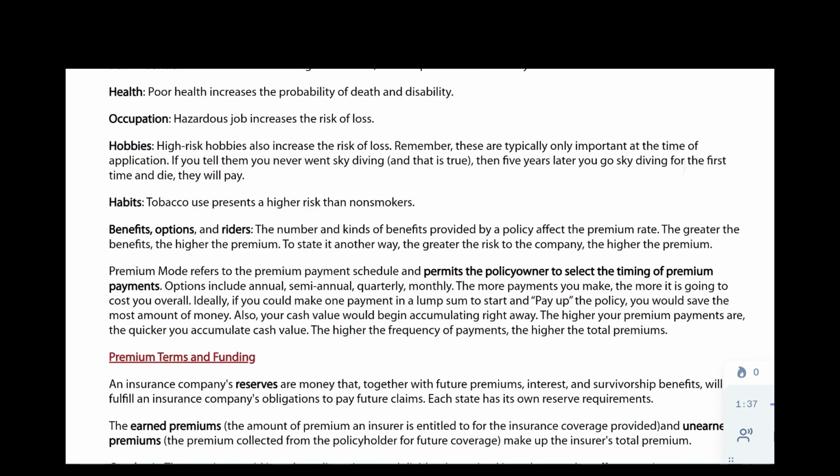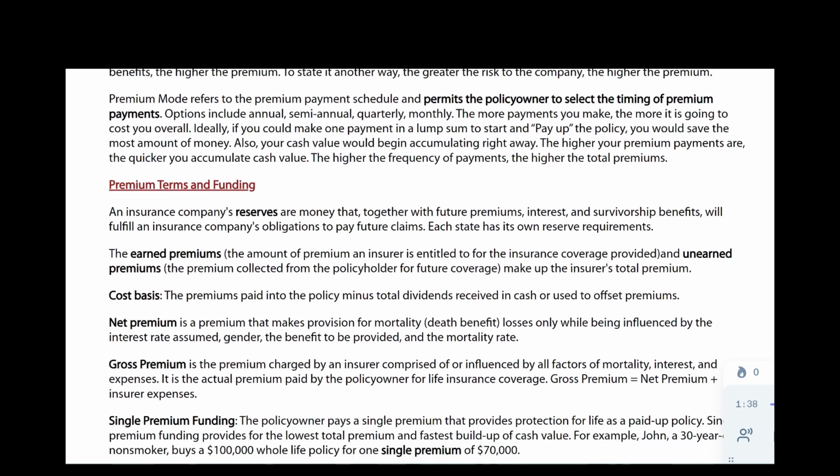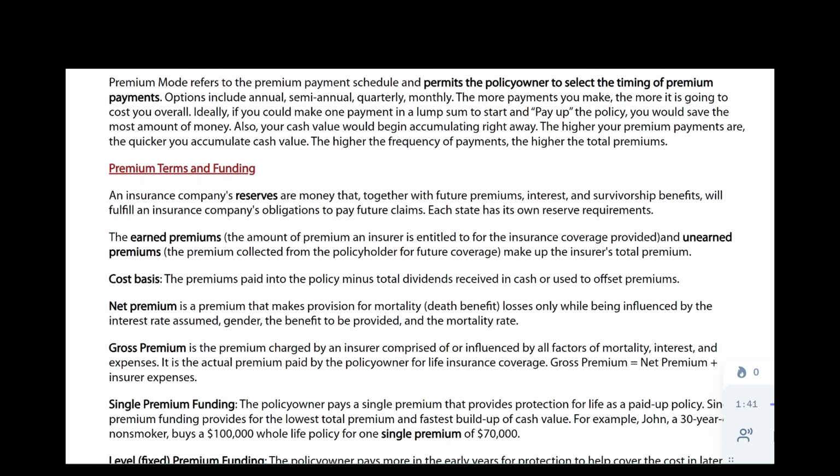Premium mode refers to the premium payment schedule and permits the policy owner to select the timing of premium payments. Options include annual, semi-annual, quarterly, monthly. The more payments you make, the more it is going to cost you overall. Ideally, if you could make one payment in a lump sum to start and pay up the policy, you would save the most amount of money.